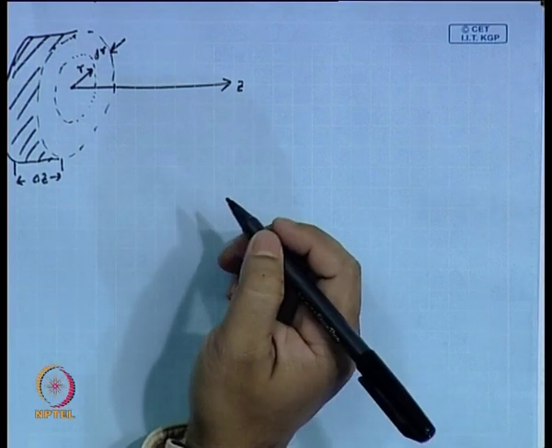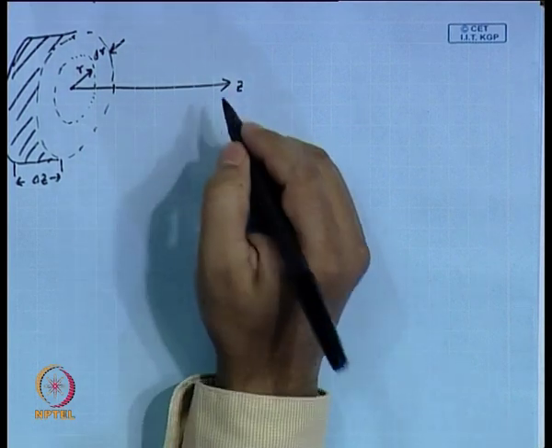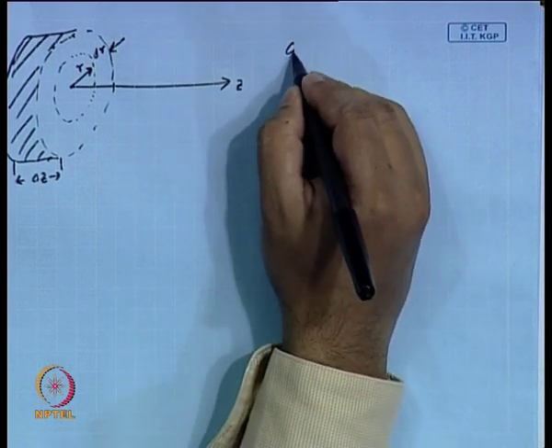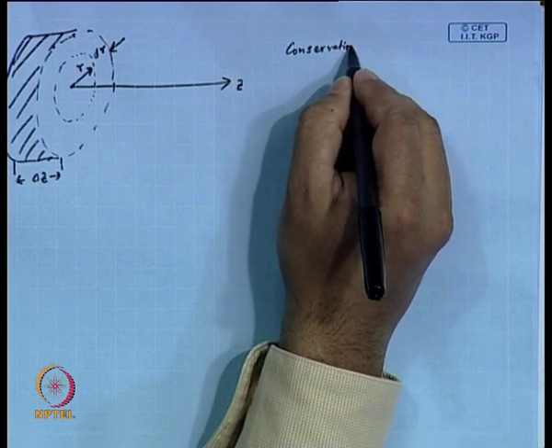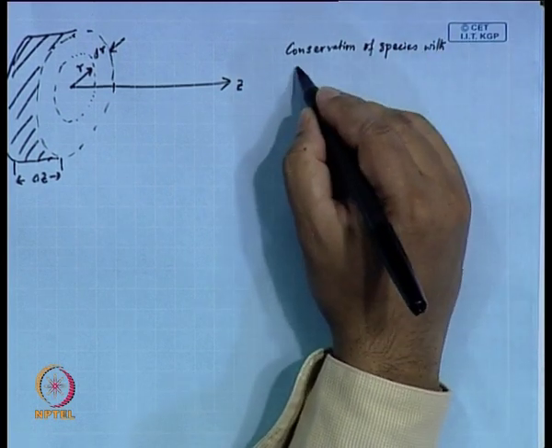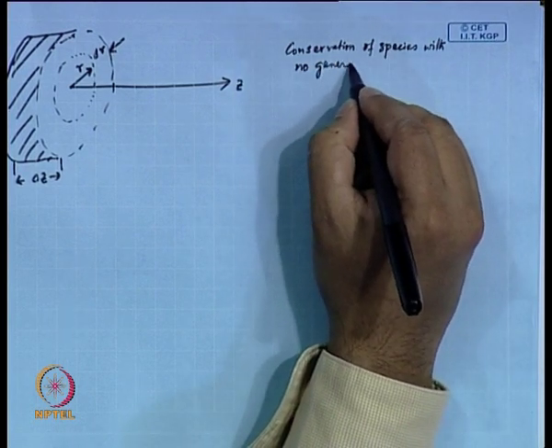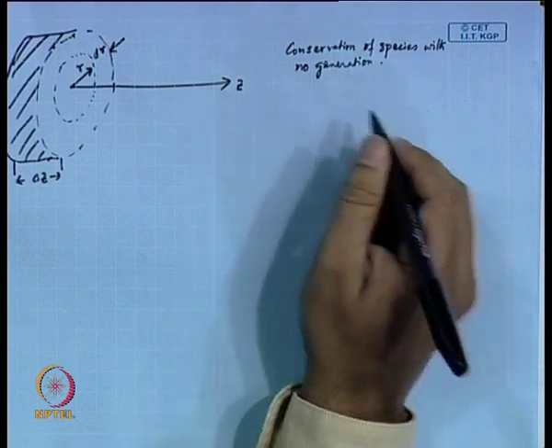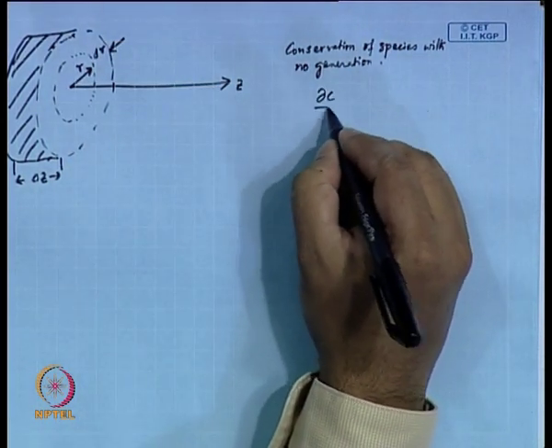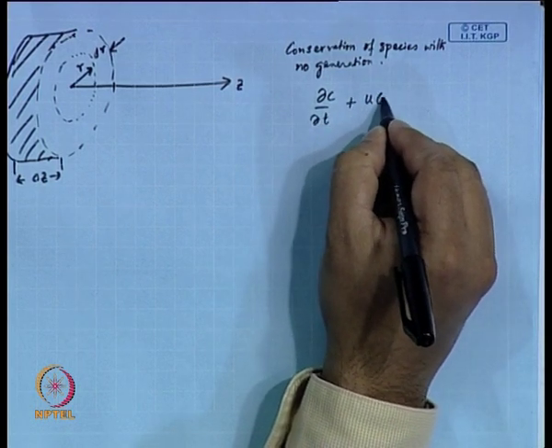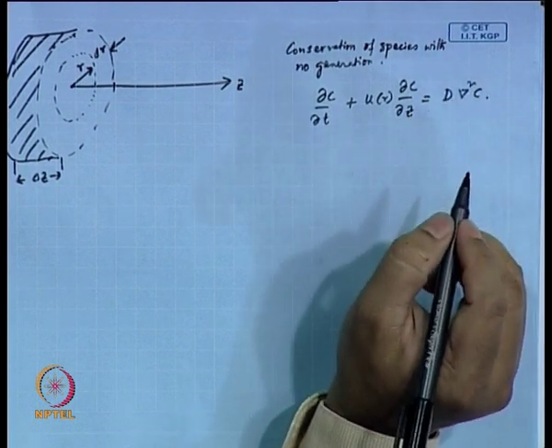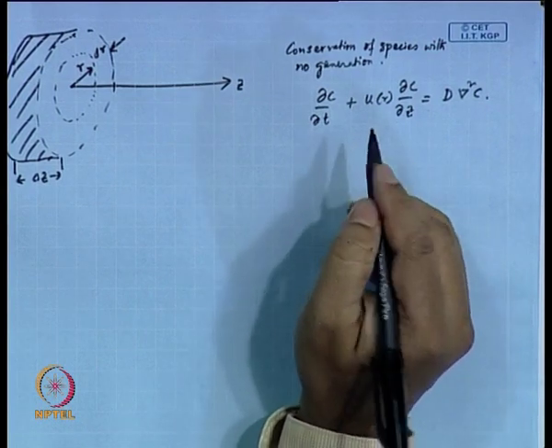All right. So, if you have conservation of species with no generation, and you are only interested in diffusion in one axis and axial convection in the other, then you would be writing it as del C del t plus u as a function of r times del C del z, equal to D del square C. That is a typical governing equation that you would be following.